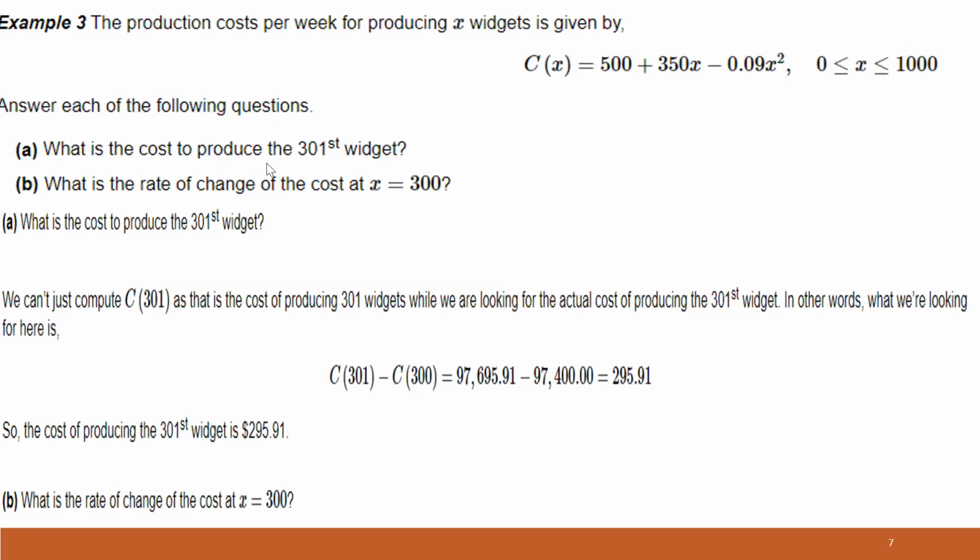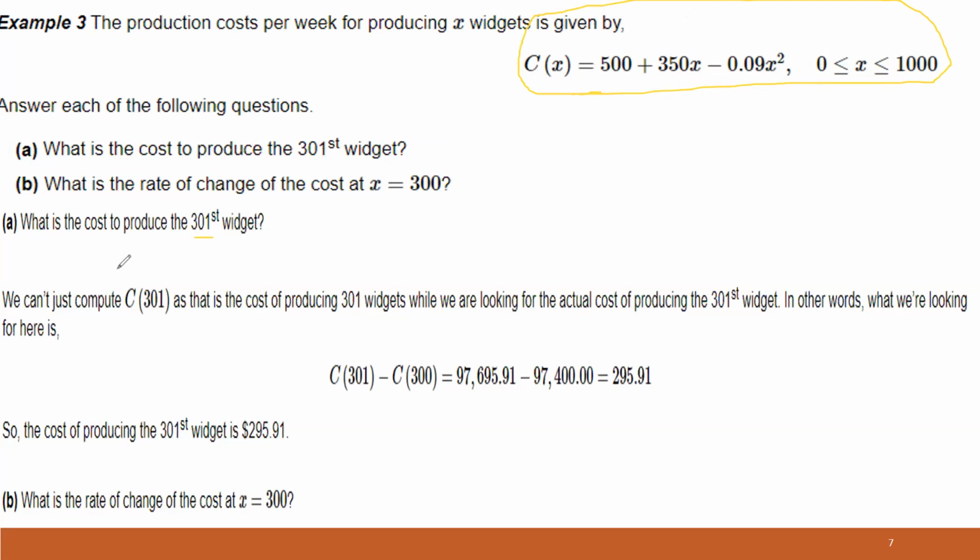What is the cost to produce the 301st widget? What is the rate of change of the cost at x = 300? So this is our cost function. They never ask you what you must do to minimize or maximize our profit. Minimize the cost. So basically, the cost of producing the 301st widget.